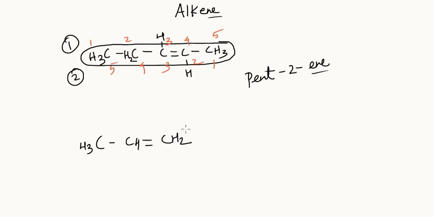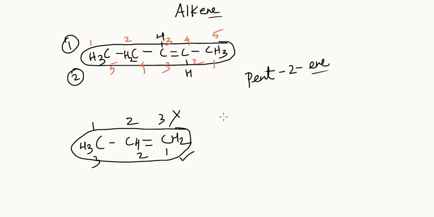So the longest chain here would be this. Now we have to number it. In this numbering system, the double bond comes between 2 and 3, and in this numbering system, the double bond comes between 1 and 2. So we would surely be taking this rather than this.